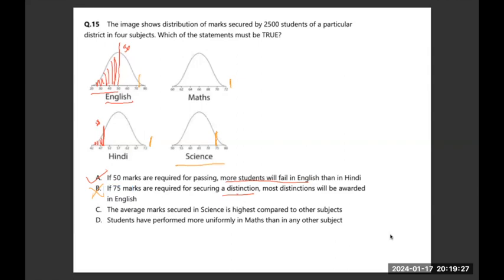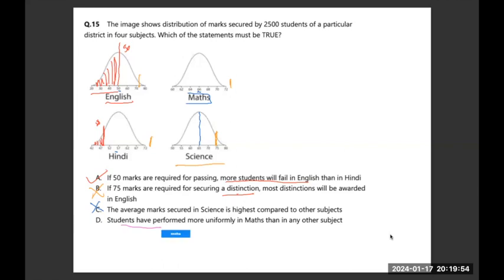In the next part, the average marks secured in science is highest compared to other subjects. The average marks in science is 65. Maths is 66, English is 50, Hindi is 57. So the highest marks are in maths and not in science. So C is wrong.